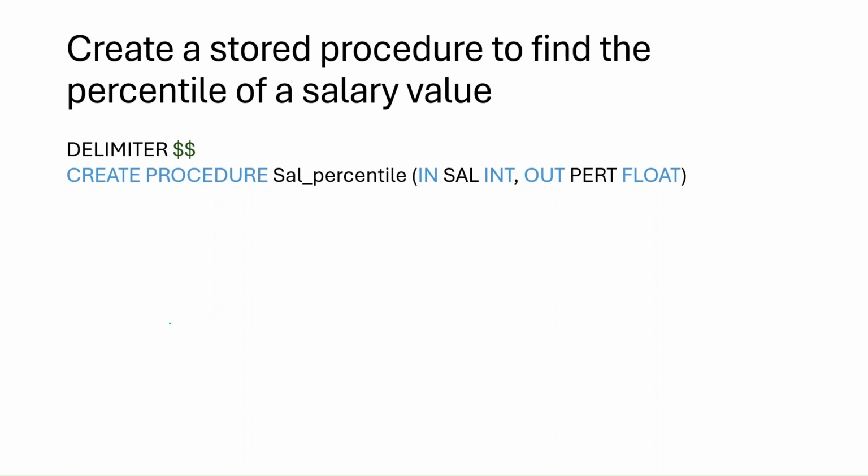Okay, and this is how we are now slowly building out the procedure. So there we go. The first two lines: the delimiter, we have set it to the double dollar sign, and then we now have our create procedure, sal underscore percentile. We have now defined the input here and then the output along with their data types.